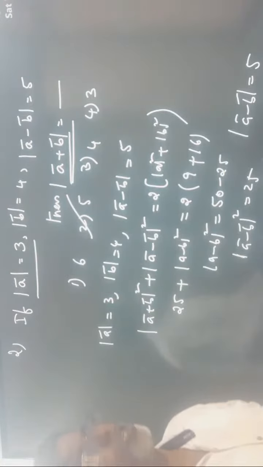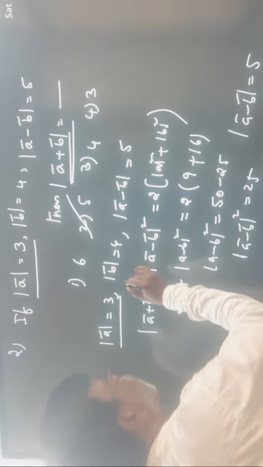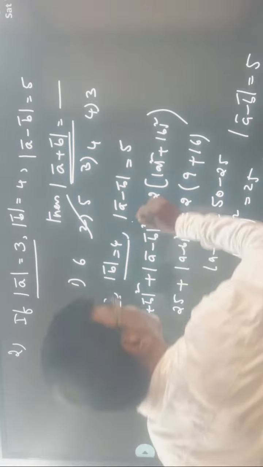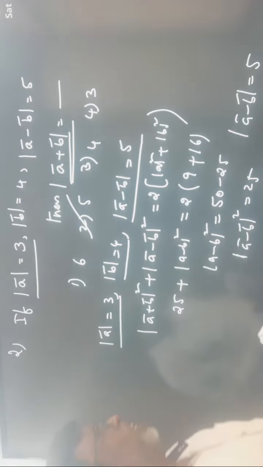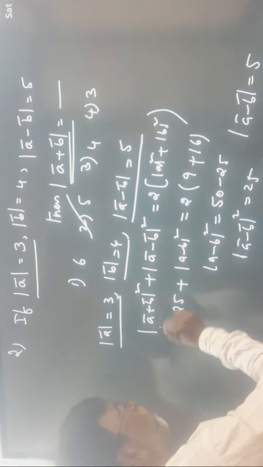Once again I will explain this question. Mod a bar is given as 3, mod b bar is given as 4, mod a minus b is given as 5. Then what is the question? You know the formula between them: mod a bar plus b bar whole square.